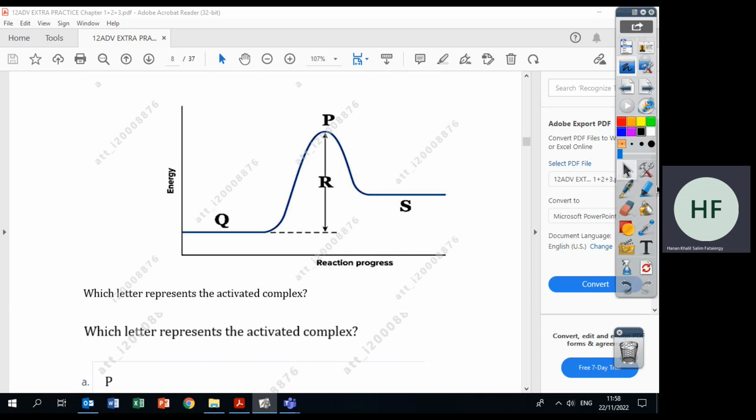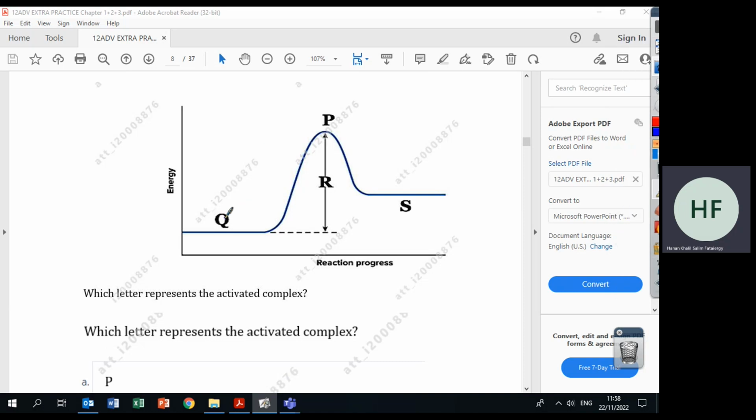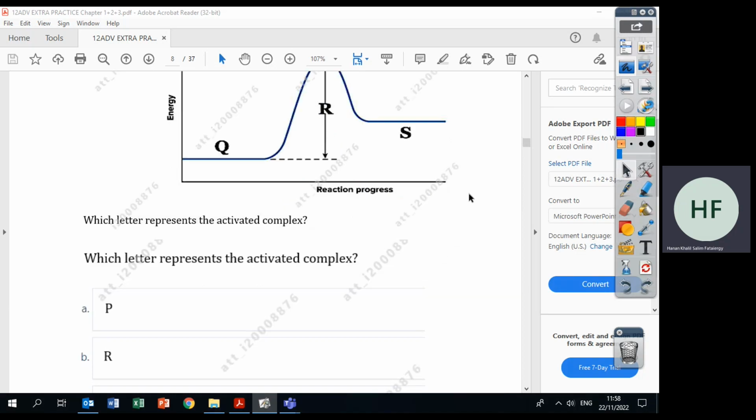Now let's look at this graph. This graph is very easy. If the question was, where are the reactants? Here. Products? Here. Activated complex? P. Activation energy? R. Which letter represents the activated complex? It is here because the activated complex is always high in energy. So the answer is P.